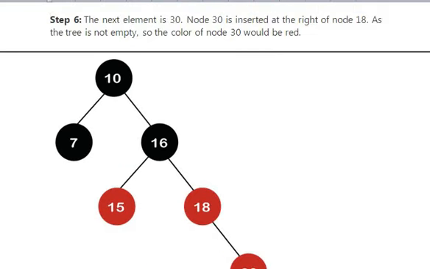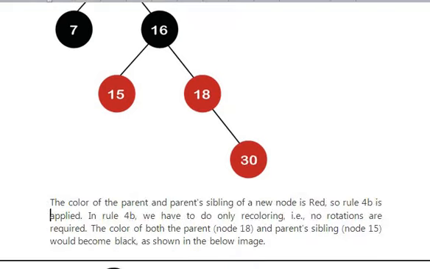the next element is 30. 30 is inserted to the right of 18. The color of 30 would be red. So we don't need any rotations. The color of both parent and parent sibling would become black. The parent 18 and the parent's sibling 15.